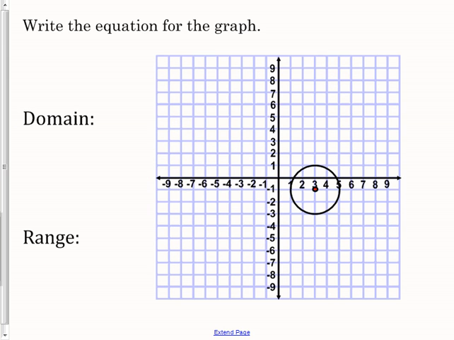Okay, good enough. Let's stop talking about drawing the circle. Let's talk about writing the equation. So I'd like you to try to write the equation for this little circle. Given this circle, what would the equation be?